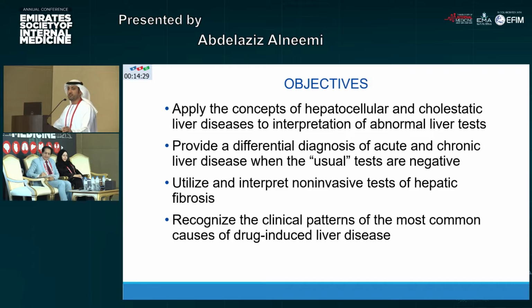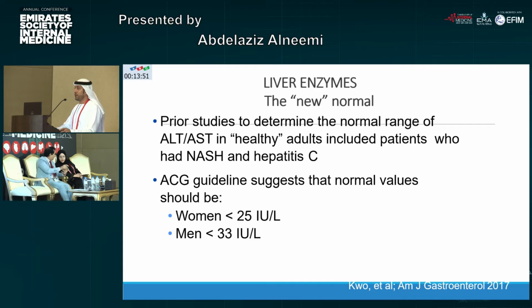You cannot speak about drug-induced liver injury without talking about the pathway to diagnose it. Our objective is to apply the concept of hepatocellular and cholestatic liver disease to interpretation of abnormal liver tests and provide a differential diagnosis of acute and chronic liver disease when the usual tests are negative. We need to utilize and interpret non-invasive tests of hepatic fibrosis and recognize the clinical pattern of the most common causes of drug-induced liver disease. So, liver enzymes: the new normal.